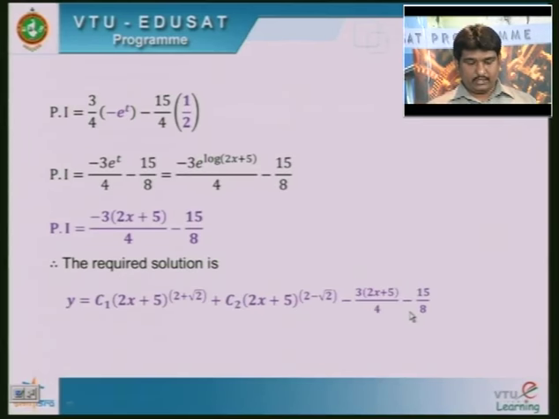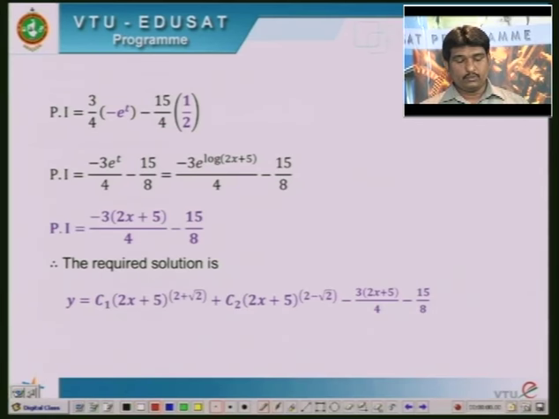So, pi is 3 by 4 into e to the power of minus t minus 15 by 4, 1 by 2. Simplify this to get pi equals minus 3 e to the power of t by 4 minus 15 by 8, and then convert t in terms of x to get pi in this manner. Pi is minus 3 times 2x plus 5, because e to the power of t is 2x plus 5. So, pi is minus 3 times 2x plus 5 divided by 4 minus 15 by 8.